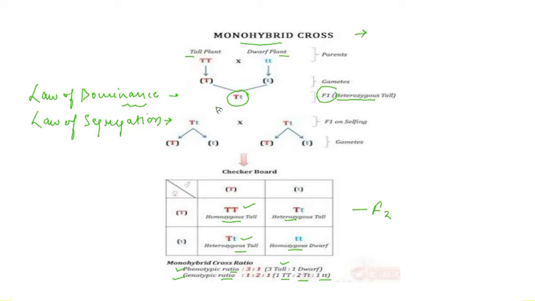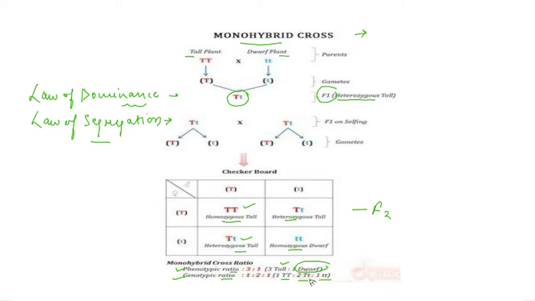ठीक है. So out of a pair of factors, one expresses itself in the first filial generation, और जिसने अपने आप को एक्सप्रेस किया that is dominant, और जो हाइड हो गया that is recessive. Now what the law of segregation is, here you can see in the F2 generation the dwarf character जो कि disappear हो गया था first filial generation में, that reappears in the second filial generation.